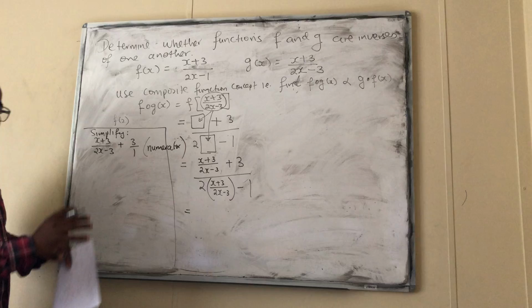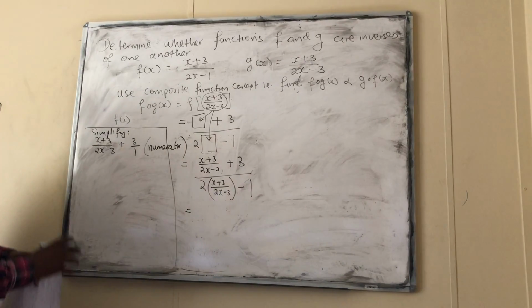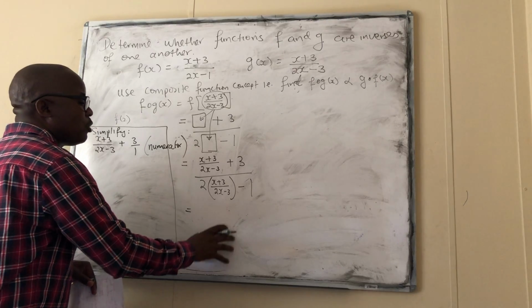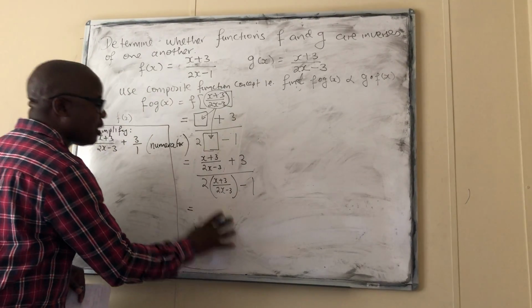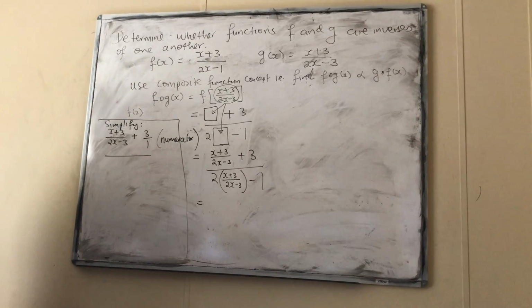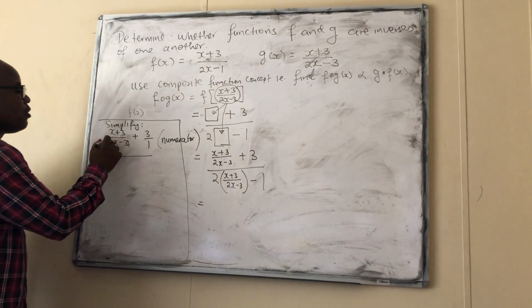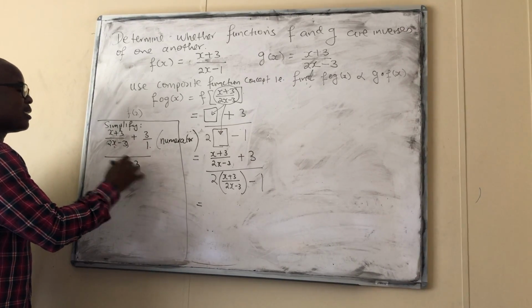After dealing with the numerator, I'll go to the denominator. After dealing with the denominator, I then go back and substitute here. Replace the numerator with the new value. Replace the denominator with the new value. So here, I'm looking for the lowest common denominator of this, which is 2x minus 3.